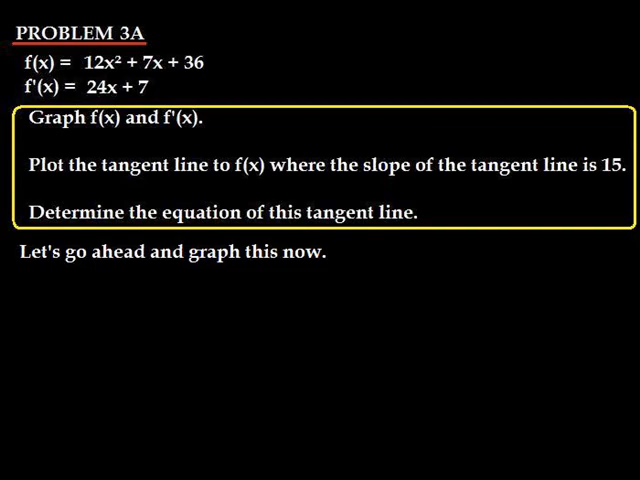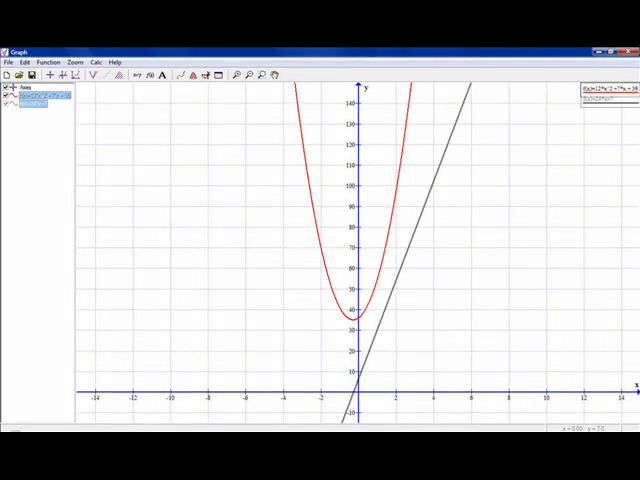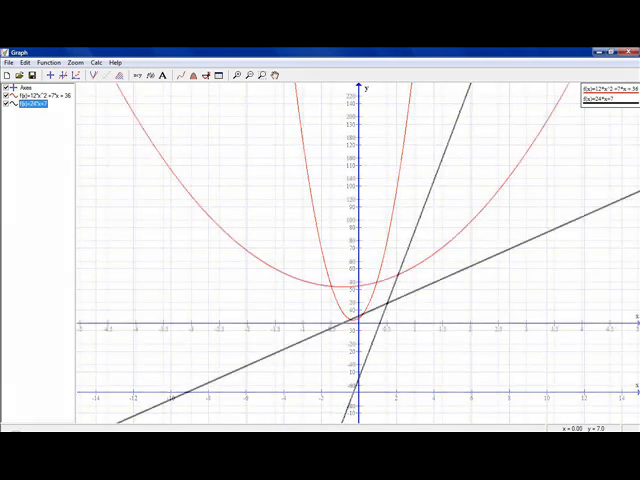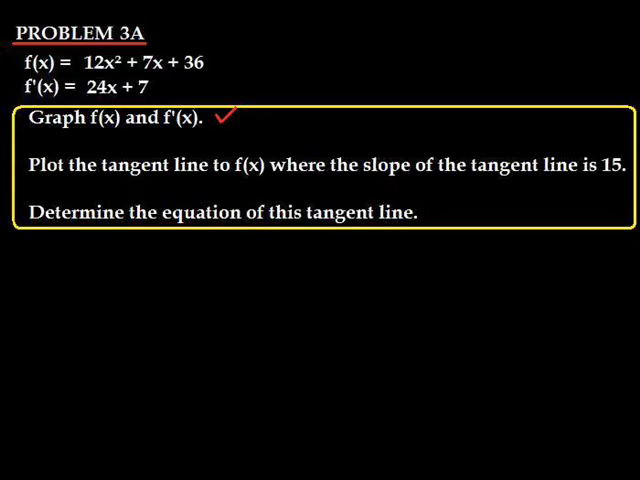Okay, here comes the graph of f of x. Now that's just the graph of the original function. Here comes the derivative. It's a line, 24x plus 7. And just zoom out here a little bit to give you a better view of what's going on. That's the function and its derivative. Alright, we're going to move on to the next portion of this.